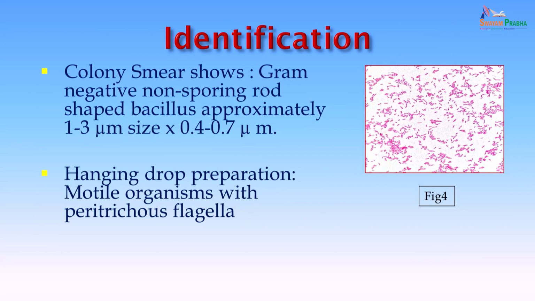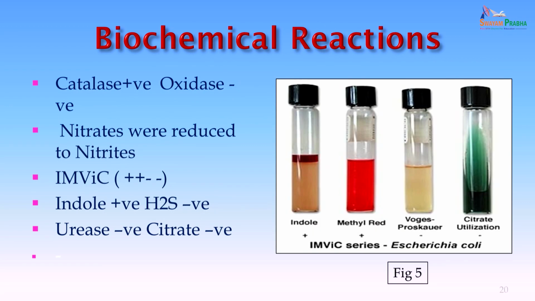Colony smear showed gram negative non-sporing rod shape approximately 1 to 3 microns in size by 0.4 to 0.7 microns in size. Hanging drop preparation showed a motile organism. It was likely that the organism had a peritrichous flagella because the organism moved majestically. The organism was identified by standard biochemical reactions. The tests which were initially done were catalase which was positive, oxidase was negative, nitrates were reduced to nitrites. This placed the organism in the family Enterobacteriaceae.